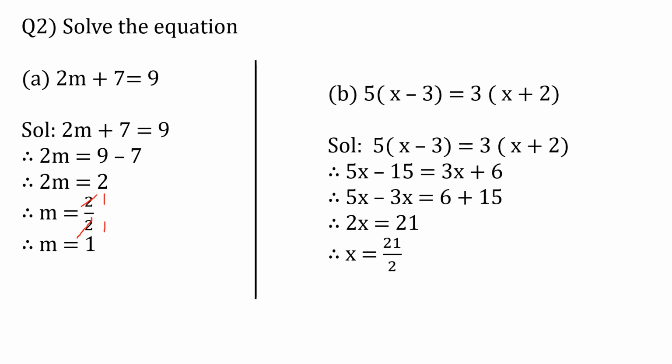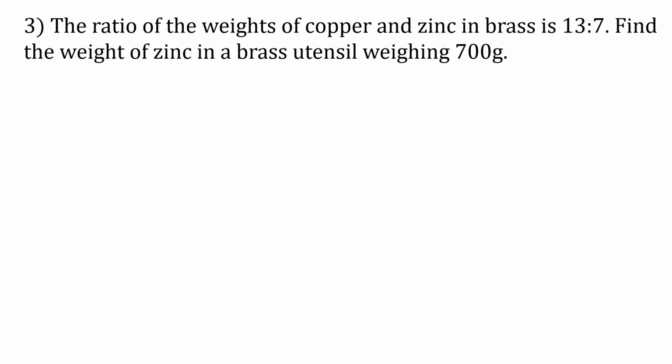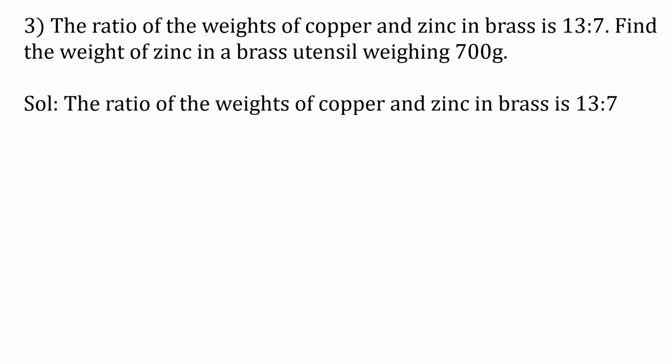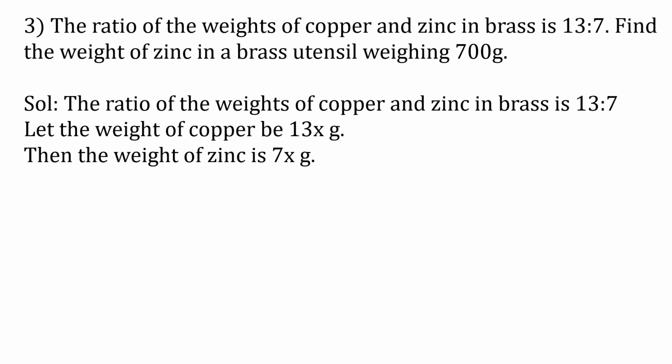Okay. Now moving to the last question of the worksheet. Word problem. The ratio of the weight of copper and zinc in brass is 13:7. Find the weight of zinc in a brass utensil weighing 700 gram. So we'll start with the solution. The ratio of the weight of the copper and zinc in brass is 13:7. Let the weight of copper be 13x gram. Then the weight of zinc is 7x gram.